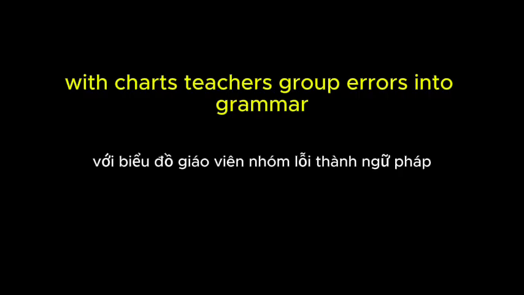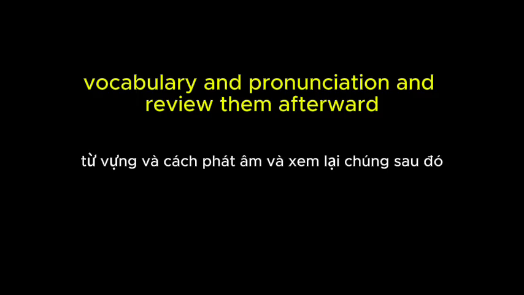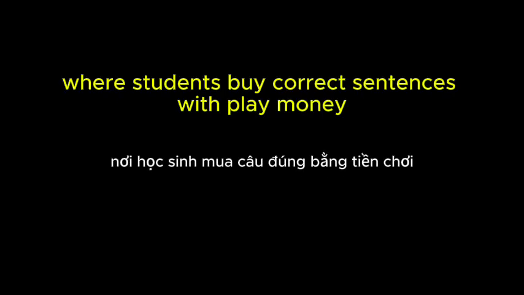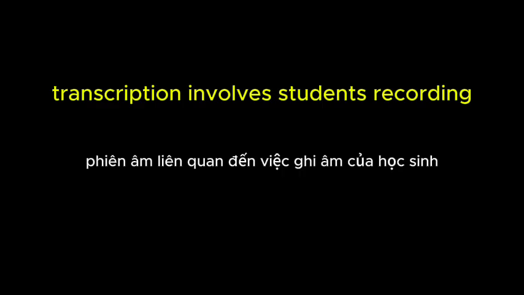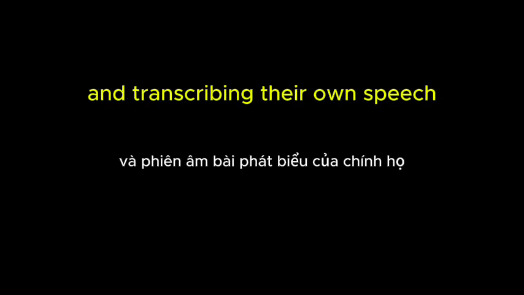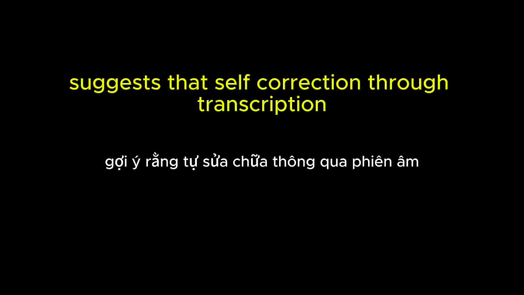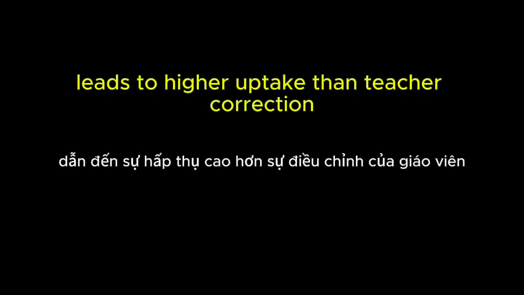With charts, teachers group errors into grammar, vocabulary, and pronunciation and review them afterward. Auctions use a game format where students buy correct sentences with play money. Transcription involves students recording and transcribing their own speech. Stones in 2012 suggests that self-correction through transcription leads to higher uptake than teacher correction.